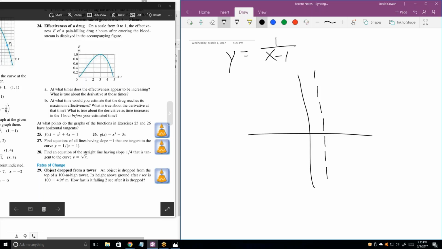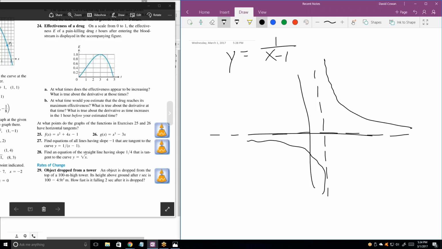Horizontal asymptote is where? 1. No, 0. Y equals 0. Yeah. In other words, it isn't affected by that x minus 1, by that transformation. And then it's going to look like this and this. Once you get your asymptote grid on there, it's pretty easy to draw the curve usually.